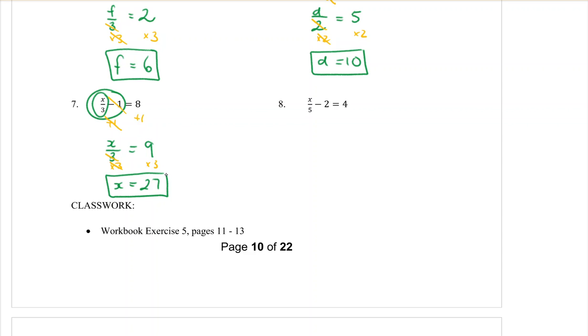One last one. I hope you're getting the hang of it. We have x over 5 and then minusing the 2. So doing the opposite, I want to add 2. We have x over 5 still there. 4 plus 2 is 6. And last step, the opposite of divide by 5 is to times by 5. X equals 6 times 5, which is 30.